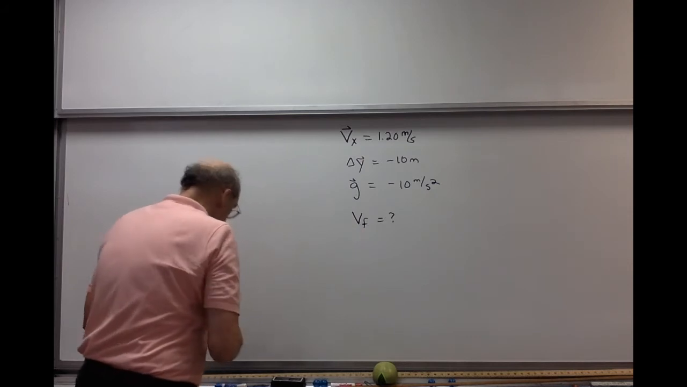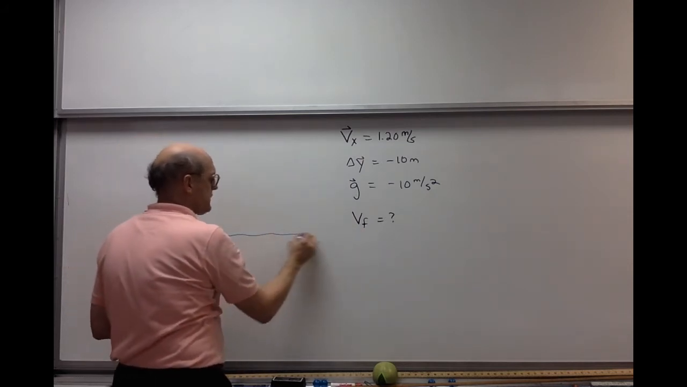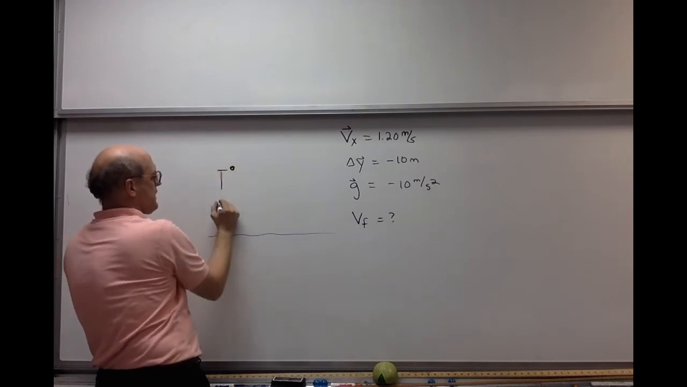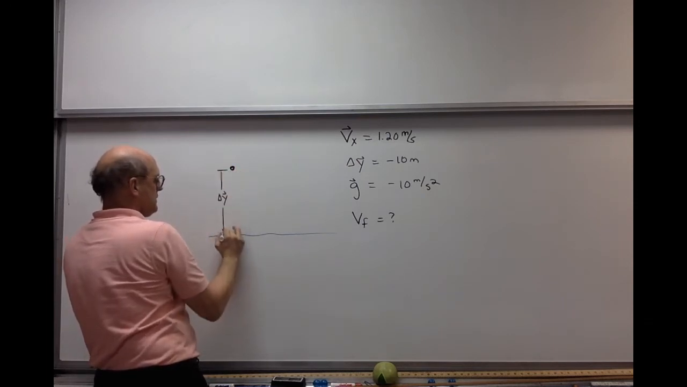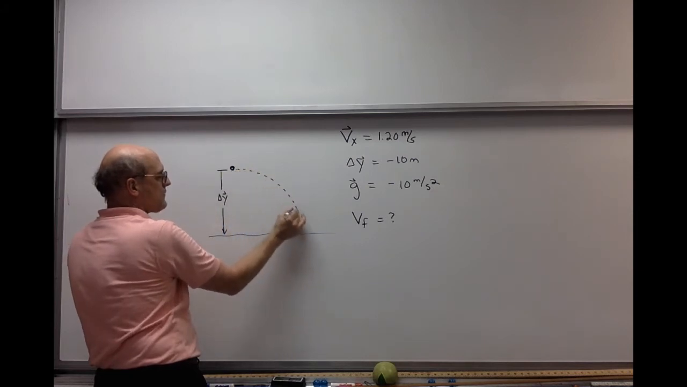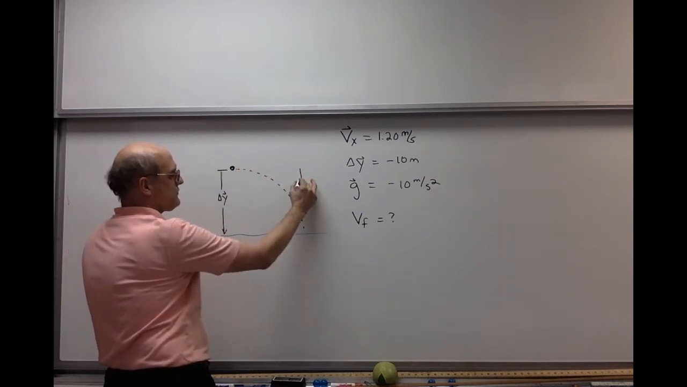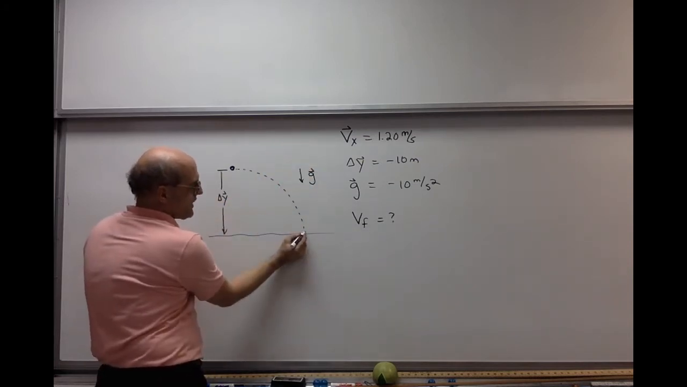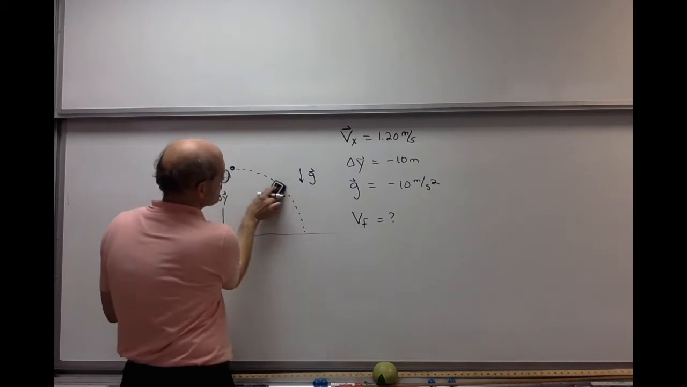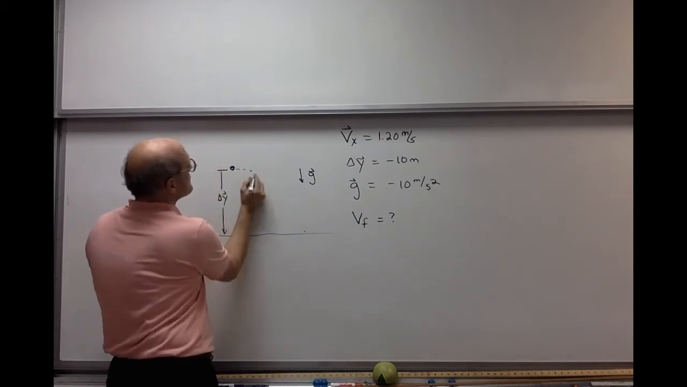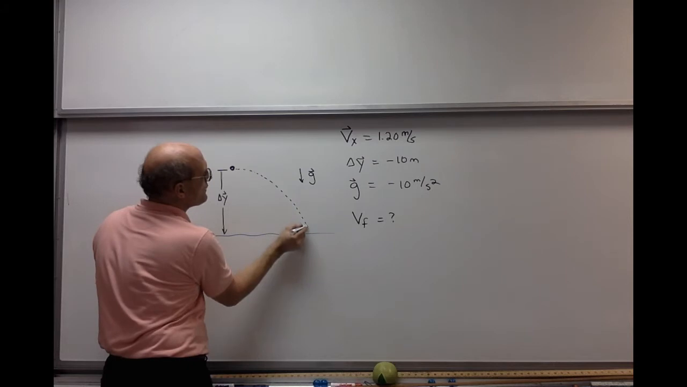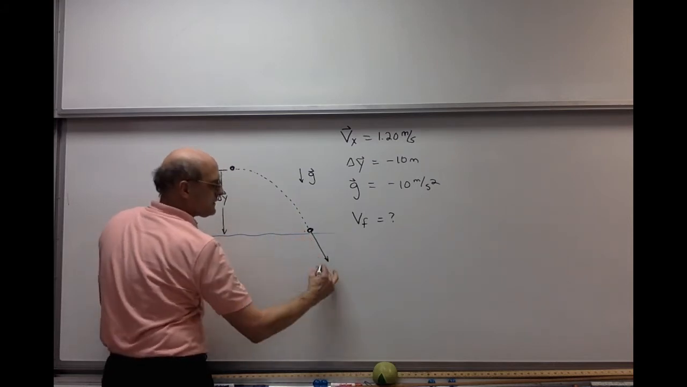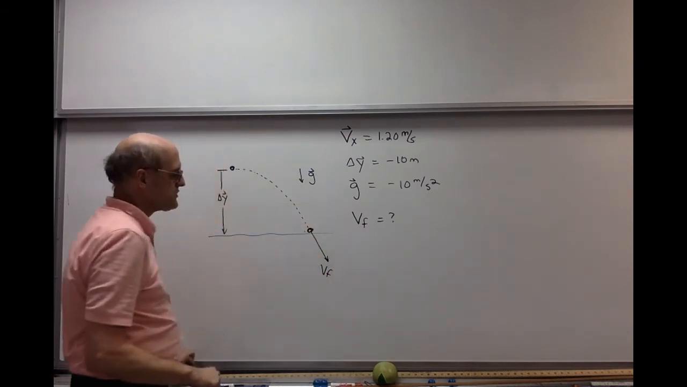Okay, so let me draw a sketch of this to help you understand a little bit better what's going on. Here's the diver being displaced downward, delta y. The diver will follow a parabolic path because the diver is in free fall, accelerating downward at g. And we're asked to figure out VF. Now let me change this curve a bit so I can show you a better VF. It's going to be directed something like that, as the diver goes into the pool.